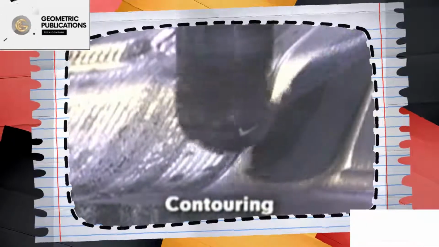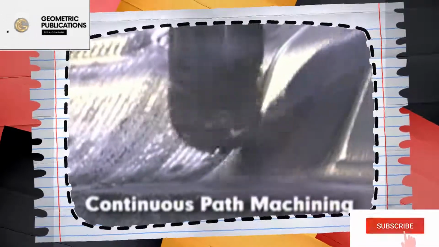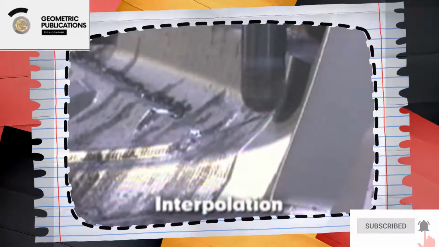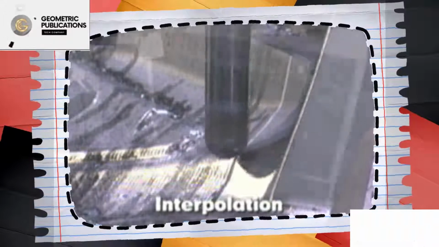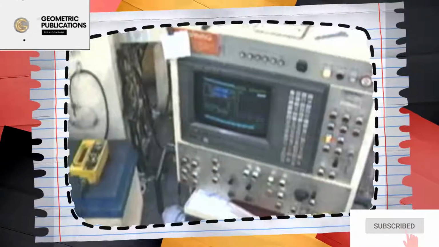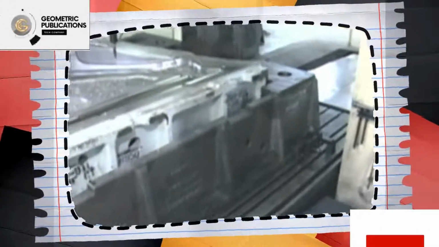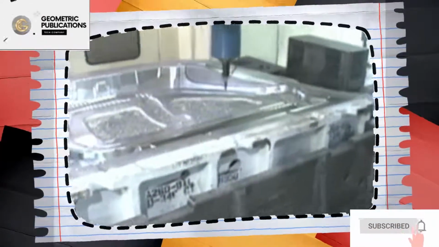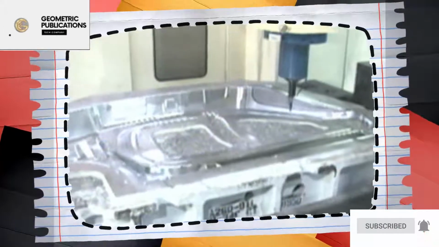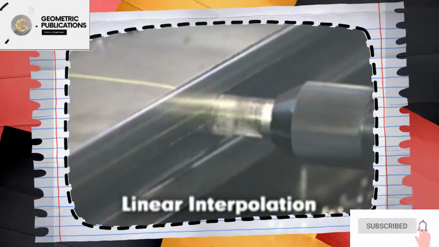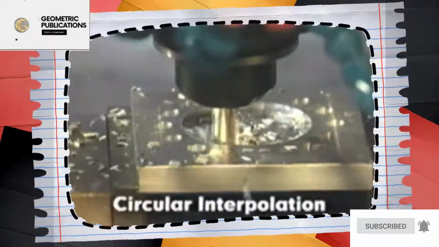In contouring, which is also referred to as continuous path machining, cutting operations are performed along controlled paths. Movement along these paths is known as interpolation, which is the process of calculating the intermediate values between points along a programmed path and outputting those values as a precise motion. The two basic types of interpolation are linear interpolation and circular interpolation.